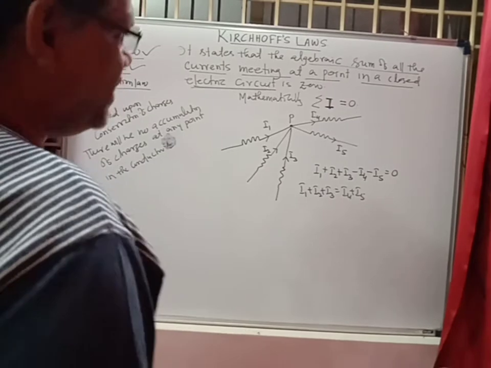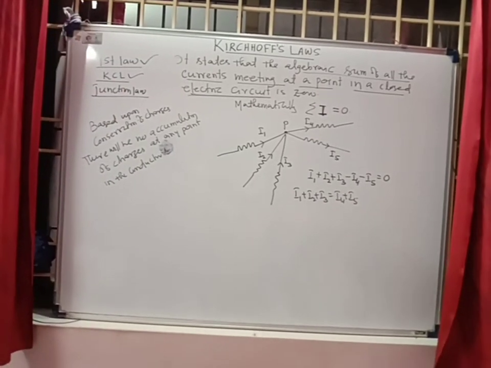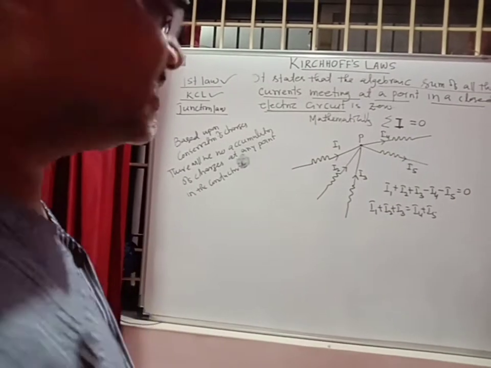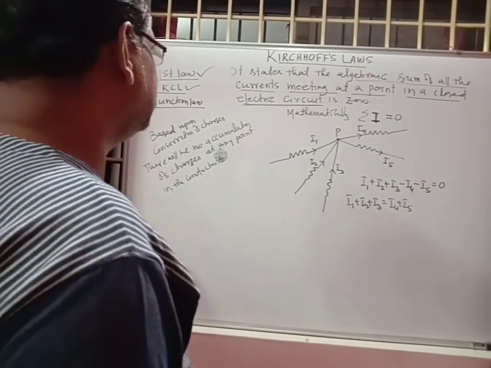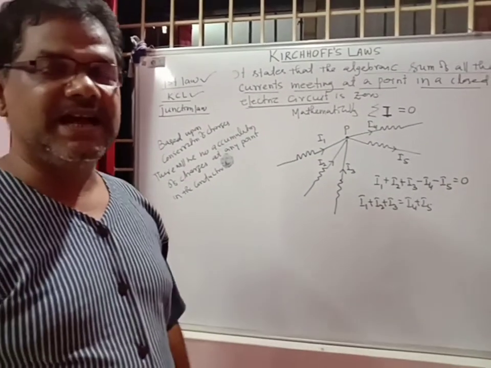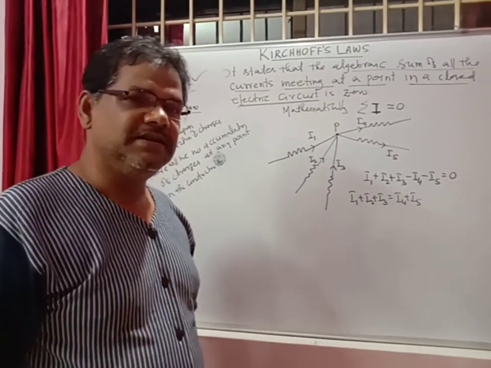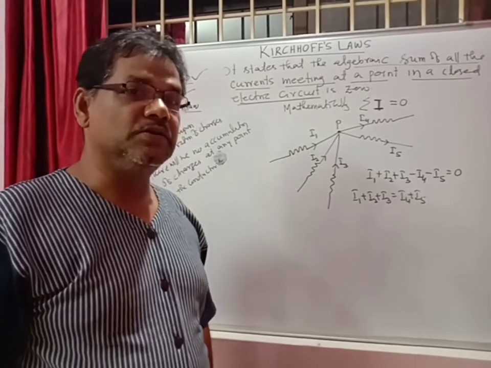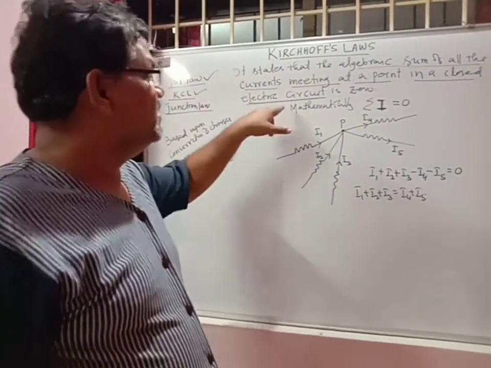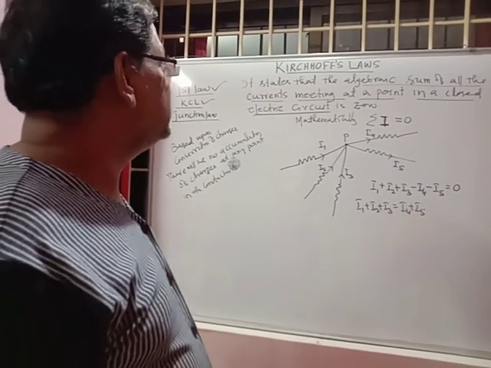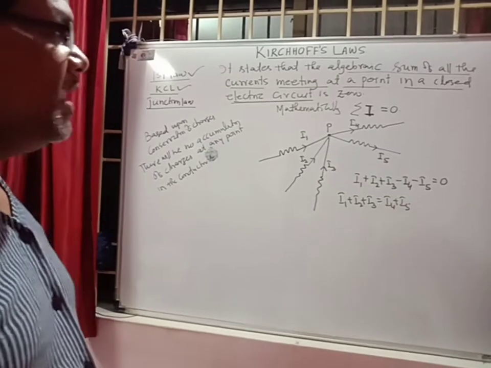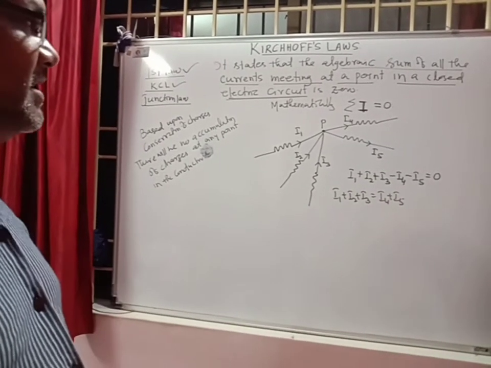The law is based upon the principle of conservation of charge. The important thing is that there will be no accumulation of charge at any point on the conductor. No charges will be stored at a particular point on the circuit. So this first law gives you the idea about the flow and distribution of current in a closed network.